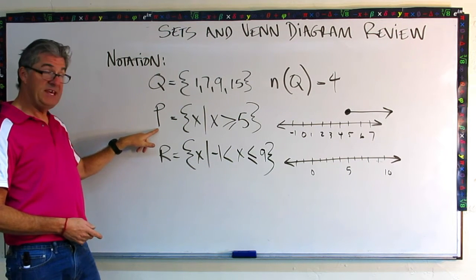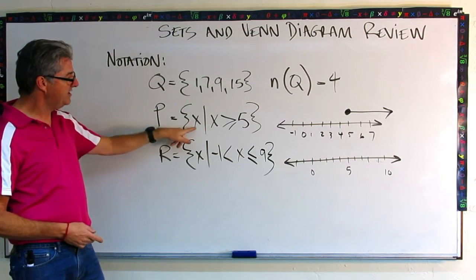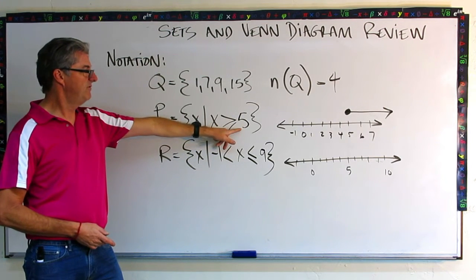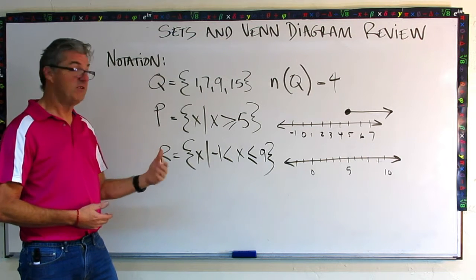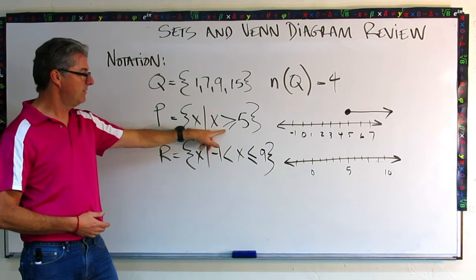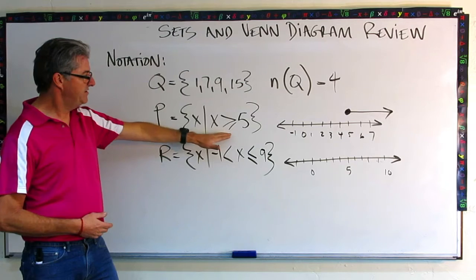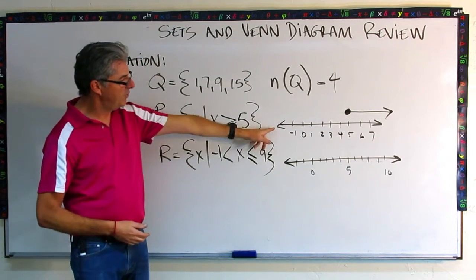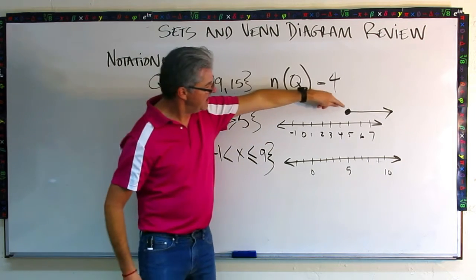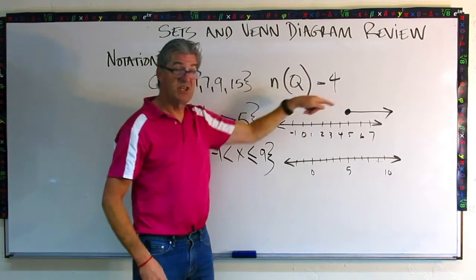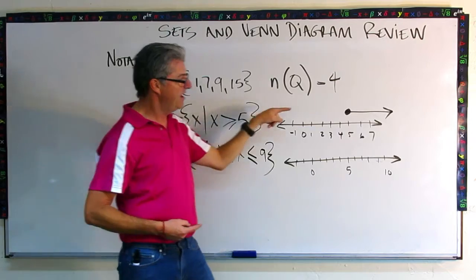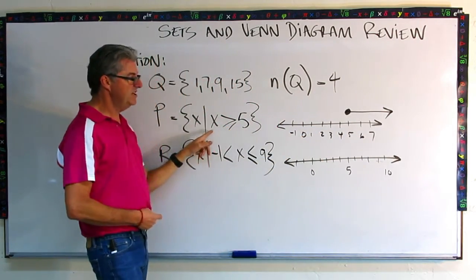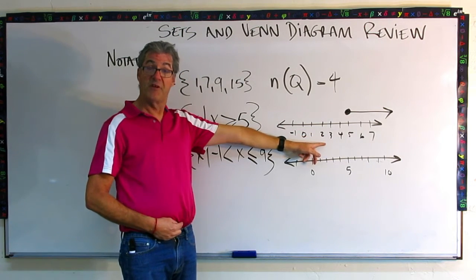So this means P is the set of all x such that x is less than or equal to 5. I'm sorry, greater than or equal to 5. My brain switched that one. So this is the set of all x, any number that's 5 or bigger. So I've graphed that for you on the number line here. We put a solid dot above the 5 because it does include 5. And then the arrow goes in the bigger direction. So this shows this set in notation. The set now is shown on the number line.